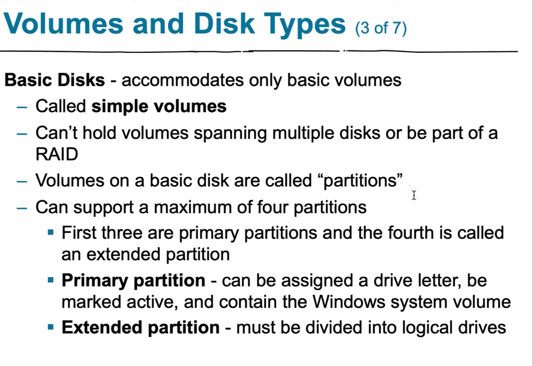To convert a basic disk to a dynamic disk in disk management, you simply need to right-click the disk and click Convert to Dynamic Disk. Existing volumes on the basic disk are converted to simple volumes on the dynamic disk, and all data on the disk is maintained. You can convert a dynamic disk to a basic disk in the same manner, but you must first delete existing volumes on the dynamic disk, and existing data will be lost.